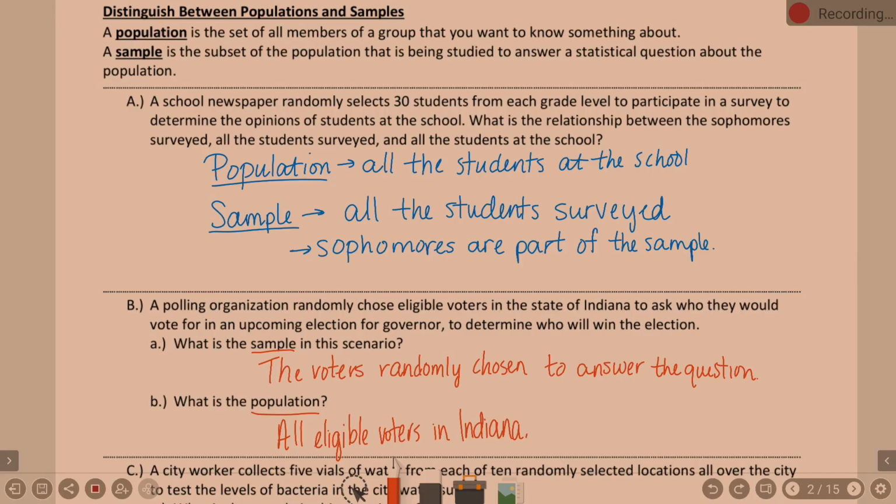As you start looking at C, a city worker collects 5 vials of water from each of 10 randomly selected locations all over the city to test the levels of bacteria in the city water supply. And again, they're asking us for the sample in this experiment and the population.